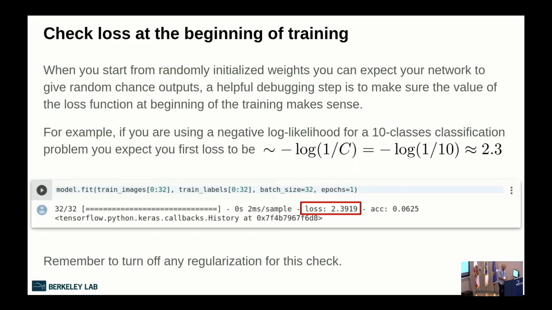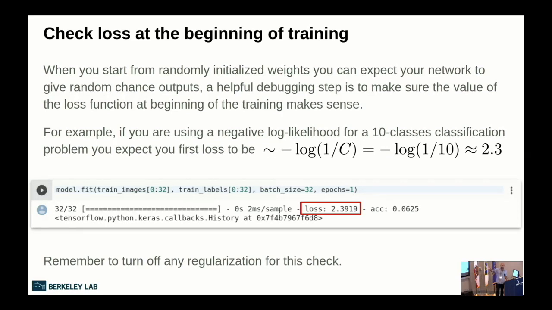The first one is that I know it looks like neural networks are black boxes, but there are things that I know they should be able to do, or things that are predictable. First thing is the value of the loss at the very, very first step.